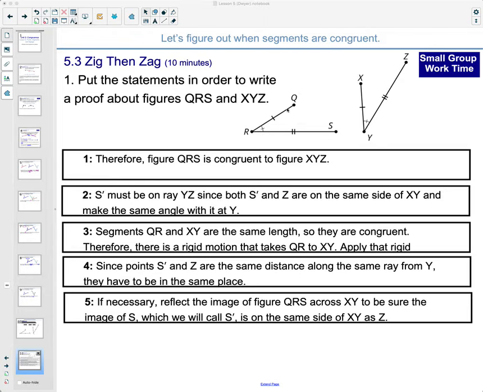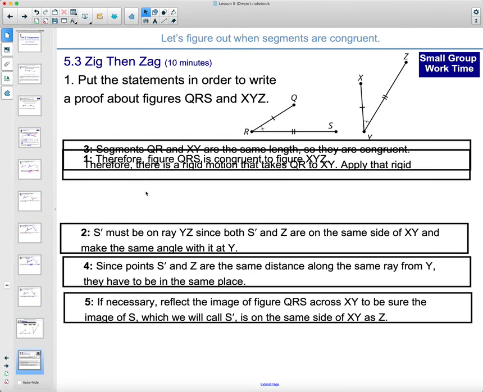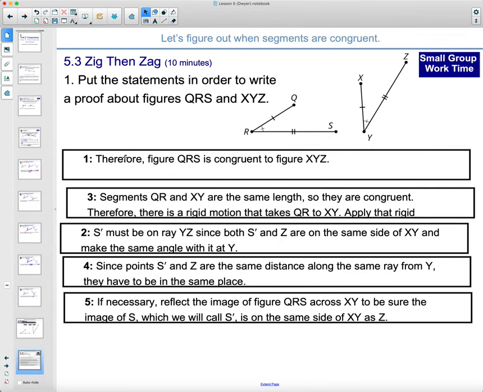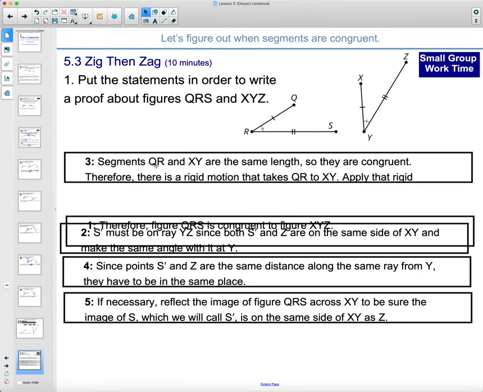Okay, so if you remember, the first thing we did was say, all right, I know a set of segments is congruent, so I know that makes a rigid transformation, so I'm going to do that. So look for somewhere where they start talking about either QR congruent to XY or RS to YZ. So hopefully you found segments QR and XY are congruent. Okay, so QR and XY are the same length, so they're congruent. Therefore, there's a rigid motion that moves this one onto this one. So do that. Okay, so apply that rigid motion.